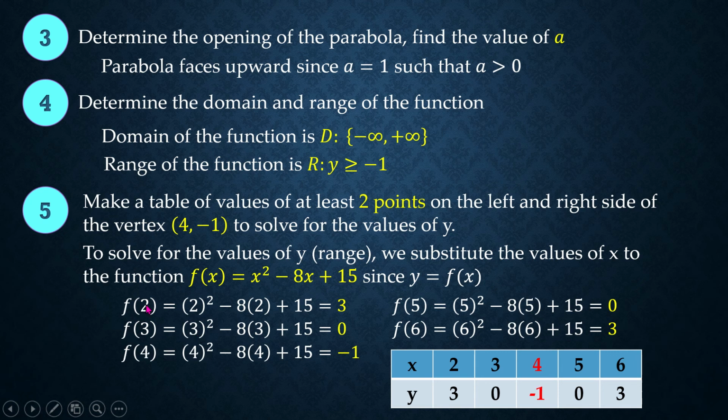The values are 2, 3, then the vertex, then 5 and 6. But if you would provide the third point on the left and right side of the vertex, it is better. So whatever the value of y is, if you supply the third point on the left and right side.